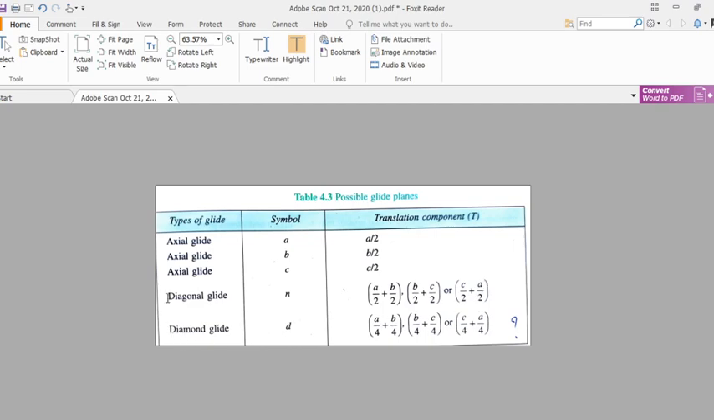and since it is a translation plus reflection combined, we are saying it is a glide plane, as mentioned here. And since they are diagonally cutting 2 axes, it is called the diagonal glide. If it is an n, then it is situated by half the way. If it is a d glide plane, diagonal d glide plane, then it is situated at 1 by 4, or let us say a by 4, or b by 4, or c by 4.